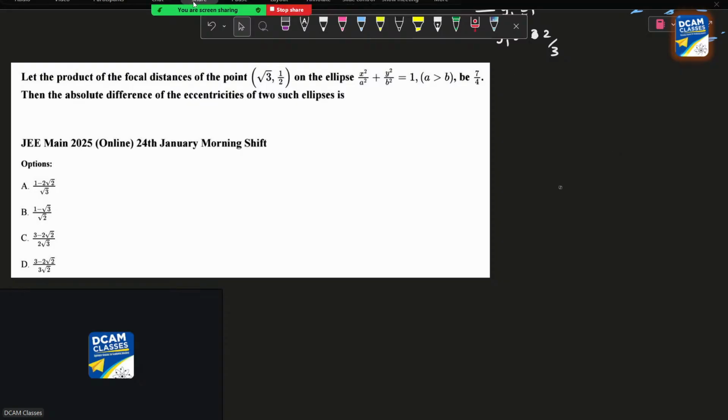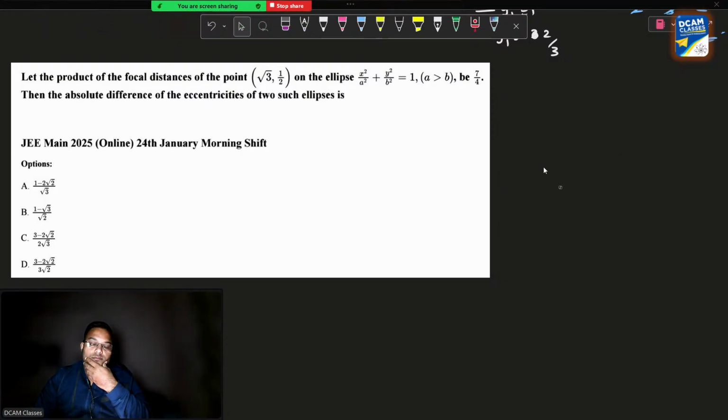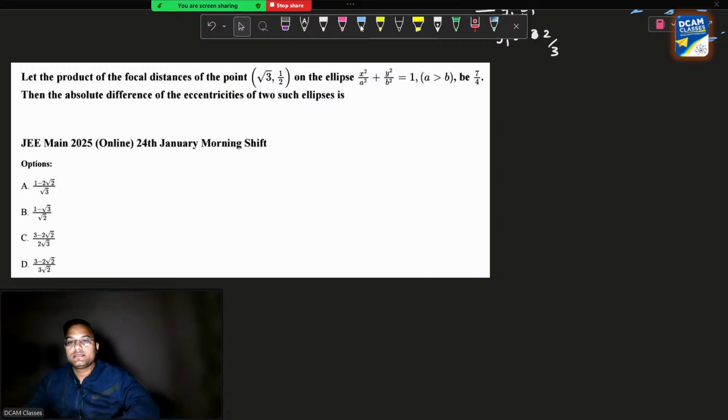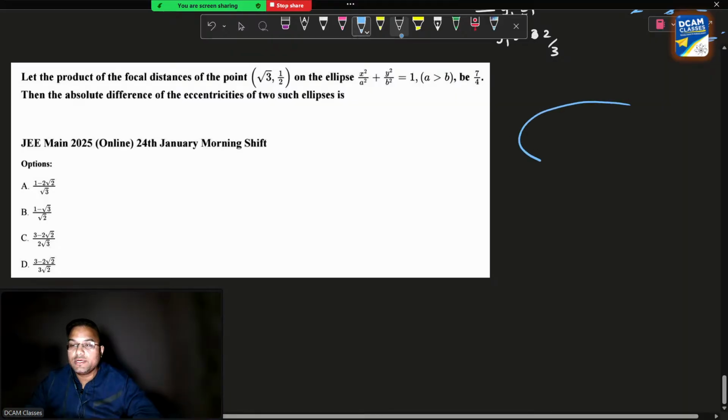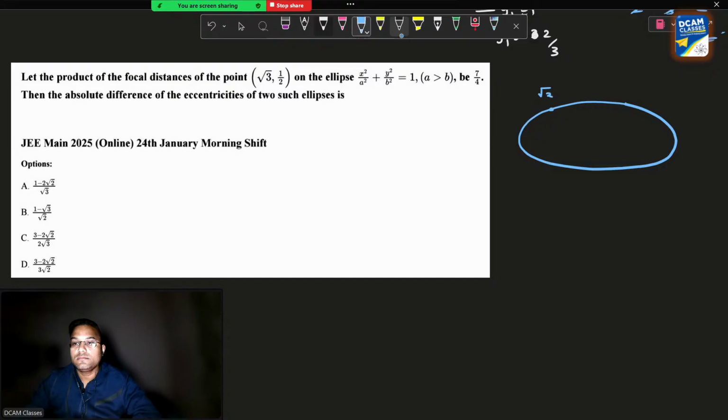Did you understand this question? What is this question? Sir, I didn't understand why are they asking about two such ellipses? See, that's why. If you consider an ellipse, this is a point, root 3, half, suppose. There are two foci, ae, 0 and minus ae, 0.